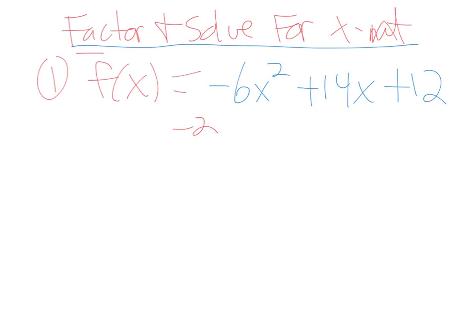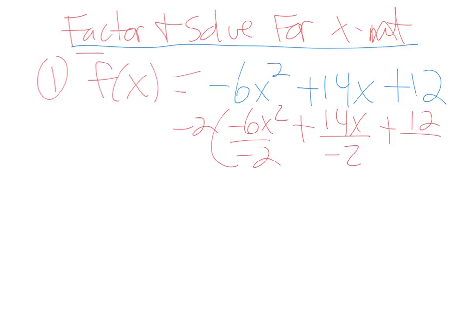So I'm going to factor out a negative 2, which means negative 6x squared divided by negative 2, plus 14x divided by negative 2, plus 12 divided by negative 2. And that's what common factoring is. It's multiplying by 1. Multiplying by negative 2, dividing by negative 2. It's just multiplying by 1. You're not changing anything. So negative 2, and then in brackets.